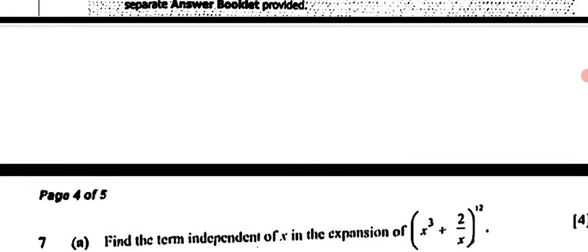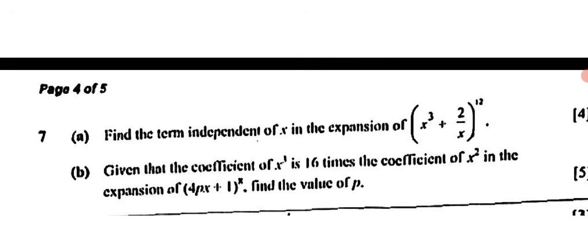And in this video, we're going to answer question number 7 for the 2024 paper 1 internal. This is additional mathematics, and it's on binomial expansions and the binomial theorem. Page 405. Okay, question 7 reads, find the term independent of x in the expansion of x cubed plus 2 divided by x raised to the power 12, carrying 4 marks.